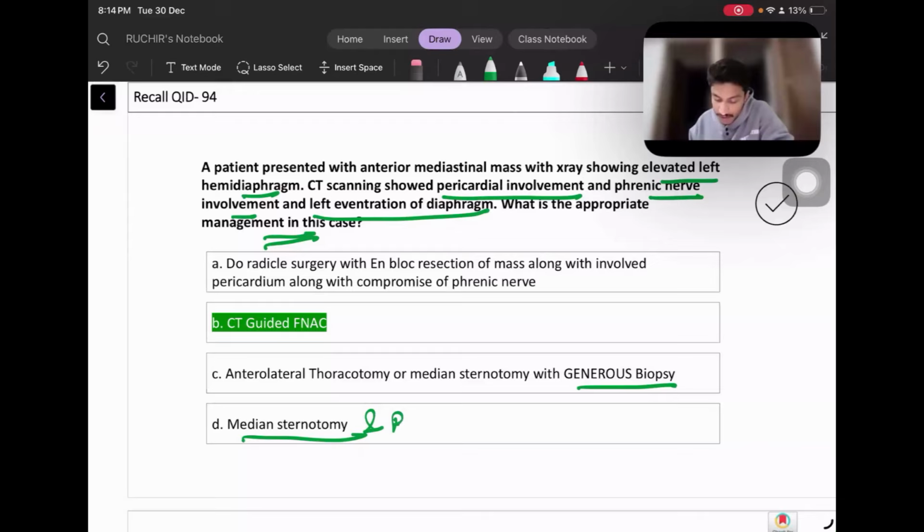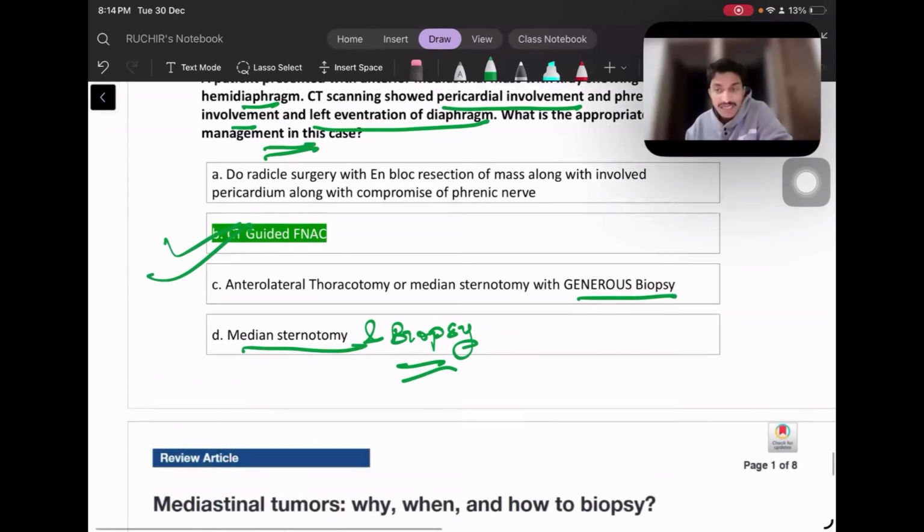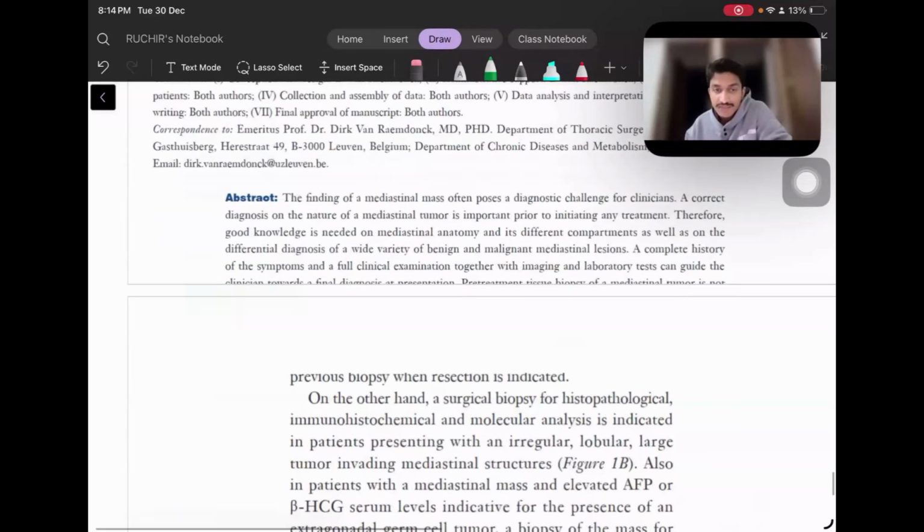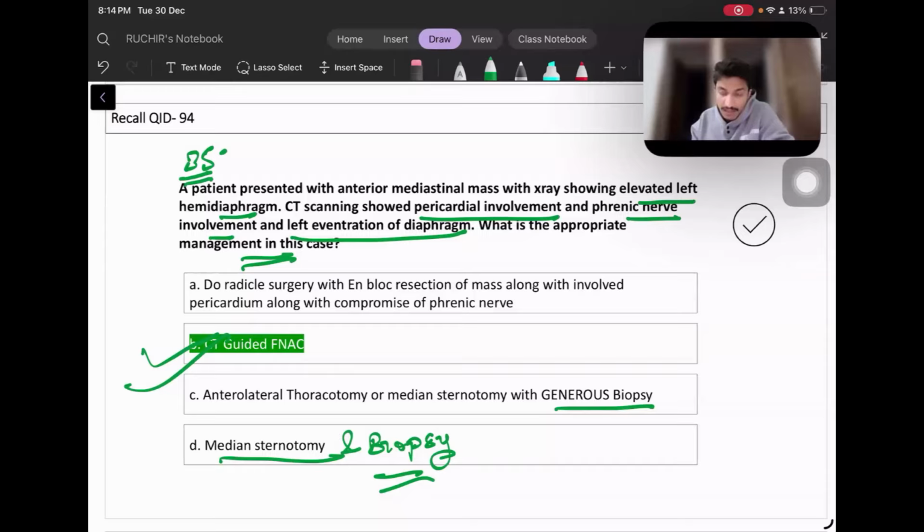Median sternotomy and biopsy was the option. Okay. Is the question stem okay? And all the four options are okay? Yeah, so the correct answer according to me would be CT guided FNAC. So if you see, what was the age given? So young male or a young patient.